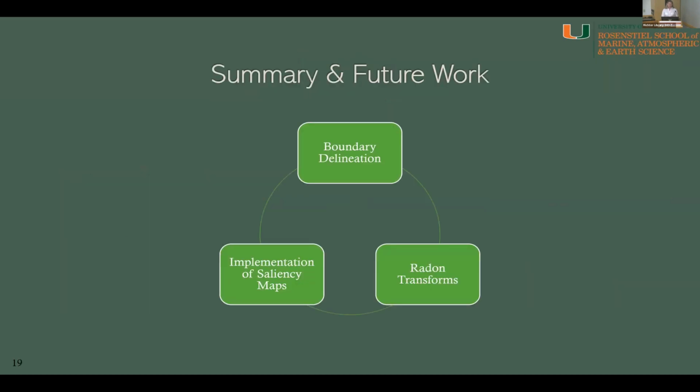And at the end of this, I just had a little summary of where we're going from here. So we're looking at, of course, getting better results with the boundary delineation. I eventually want to look at saliency maps, because in the world of deep learning, results are great, but I really am interested in explainable AI and trying to understand behind the scenes of the models. And then lastly, Radon transforms.